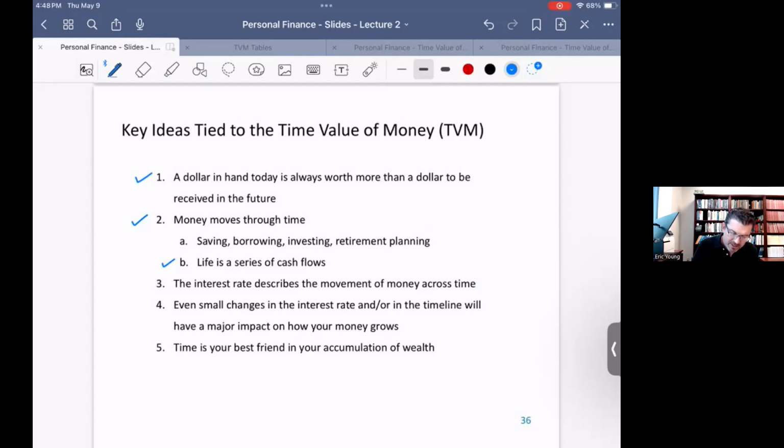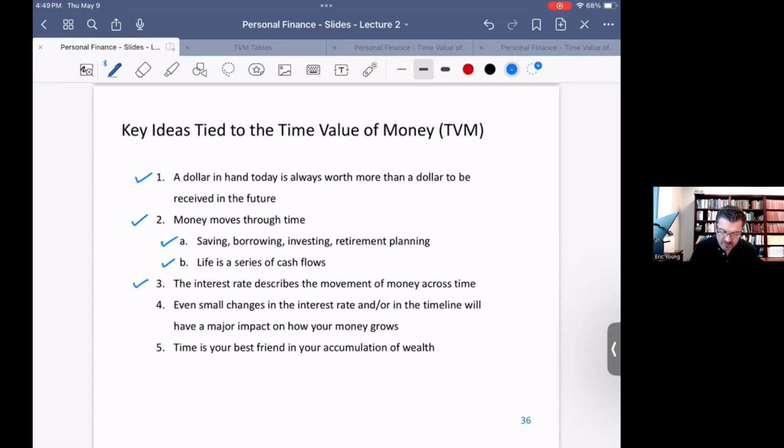When you think about it, saving, investing, how about borrowing? Well, think about when you borrow. You come to me for a loan, I give you $5,000 right now, and you're going to pay me back a certain amount of money every month until it's paid off. I gave you a big chunk up front. You're going to pay that back across time, okay? So at its core, finance is the movement of money through time.